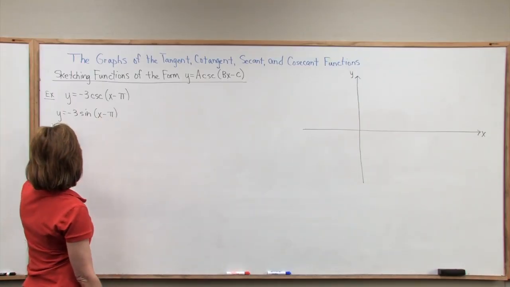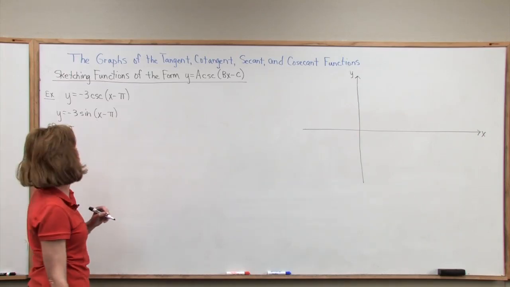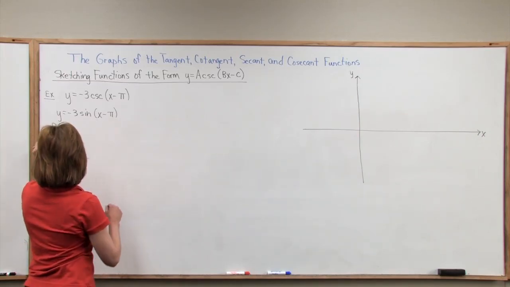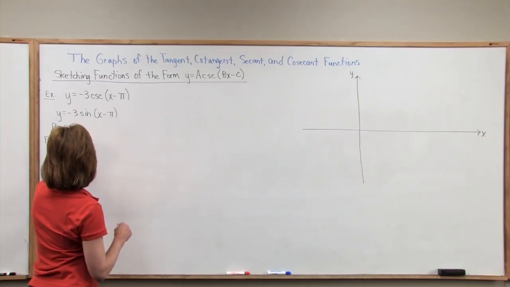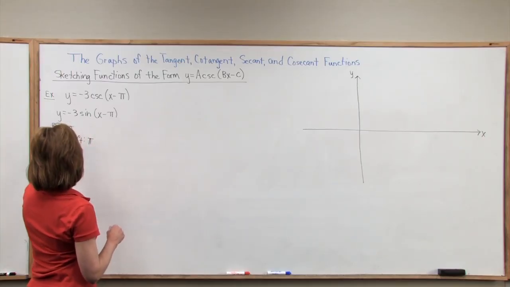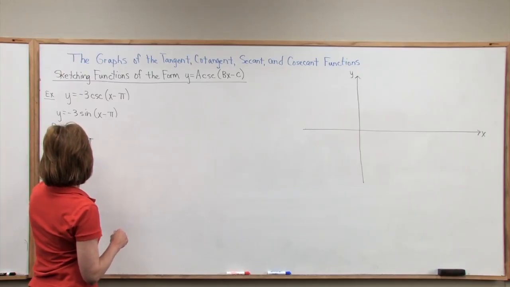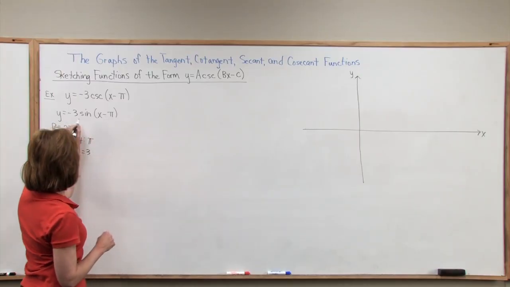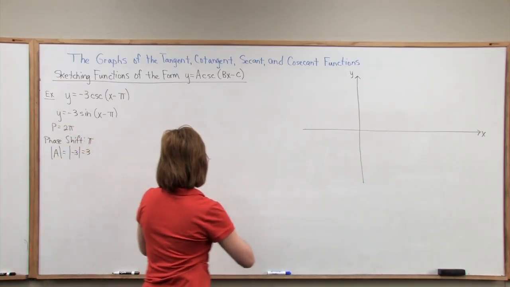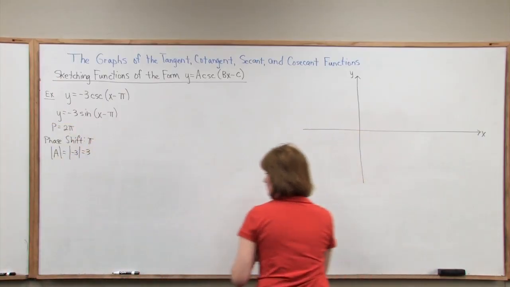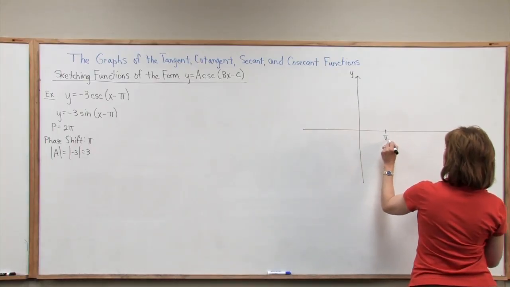For this graph, we know the period is 2 pi because b is 1. We know there's a phase shift of pi to the right. And we know the amplitude is the absolute value of negative 3, which is 3. So let's sketch that graph lightly first. So the shift is pi. Let me make some tick marks here.